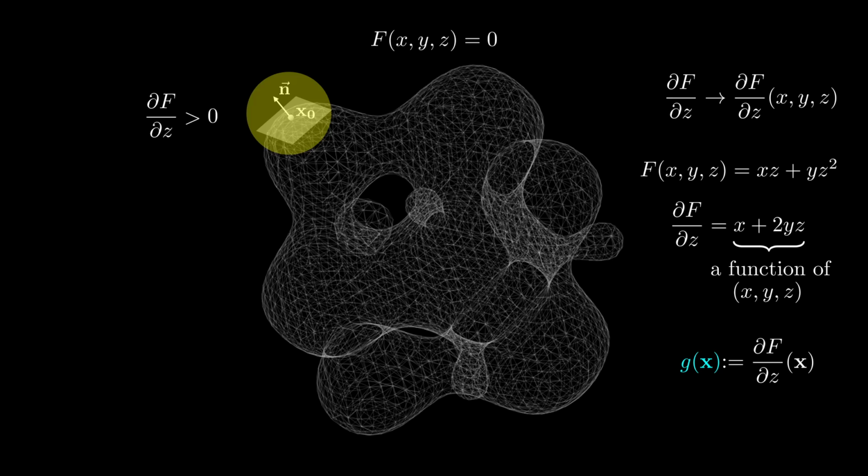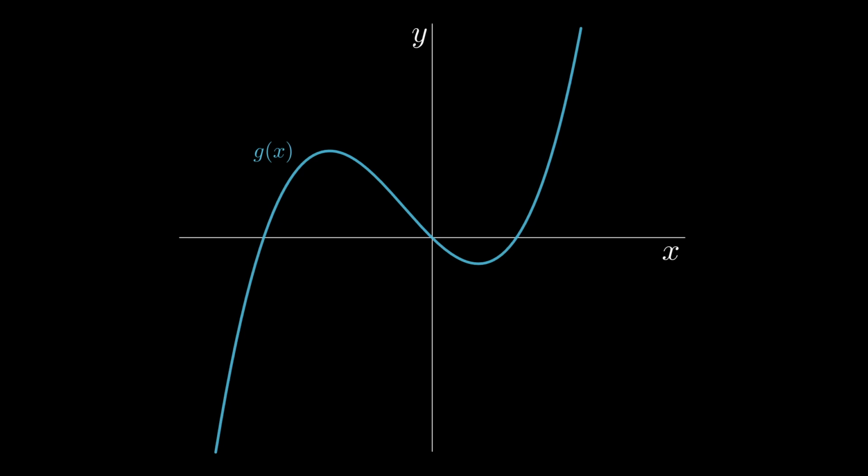G of x will be equal to the partial derivative of f with respect to z. So now let's explore what properties this g of x has. In order to do this, we're going to look again at our simpler case, the 2D case. Here I have our plane, and let's say this is our function, an arbitrary function of one variable, g of x, and let's say that we have found some point where it has a positive output. G of x0 is positive.